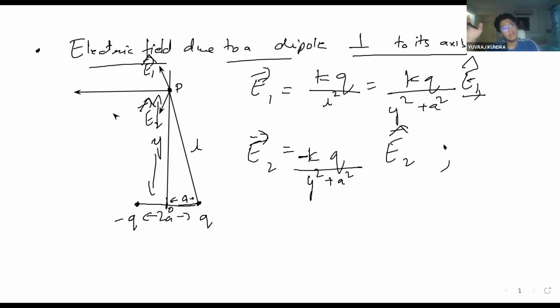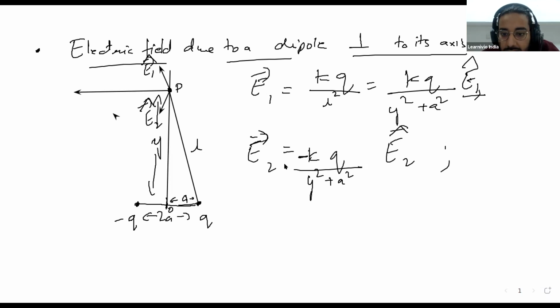So I had a question. Yes, go ahead. So minus Q and Q, these are two points, and this is a dipole, right? And we have taken a point P perpendicular to its axis, right? From the charge Q, we have taken the field at P in the direction of E1, and from the point minus Q, we have taken it as E2, right? Okay, this is E1 and this is E2. Absolutely correct.